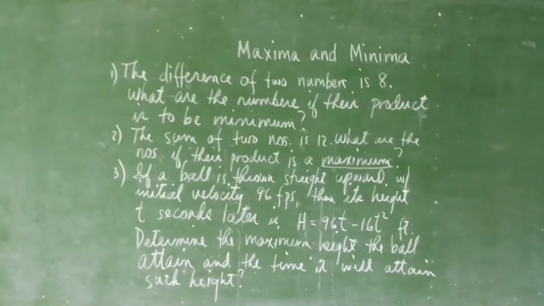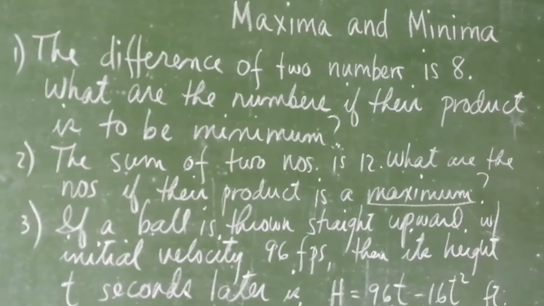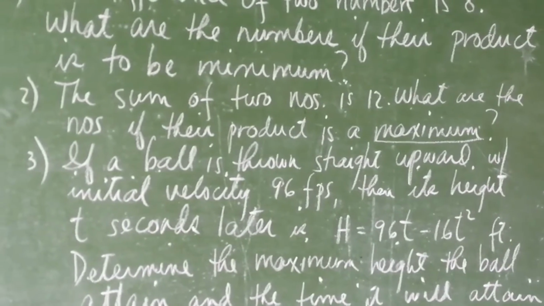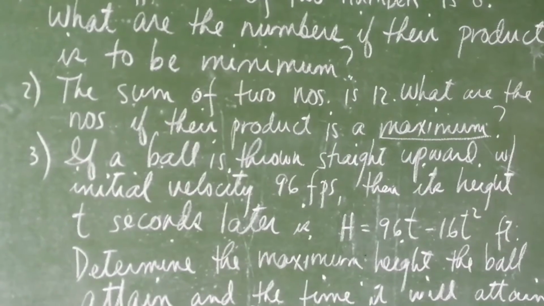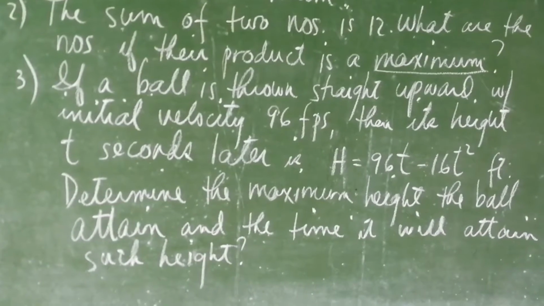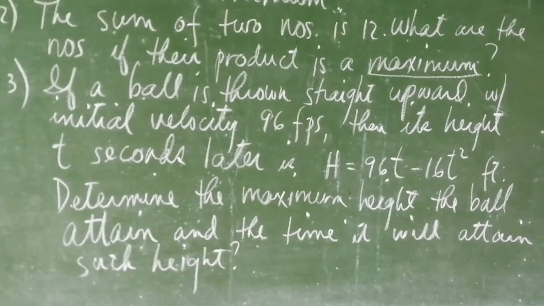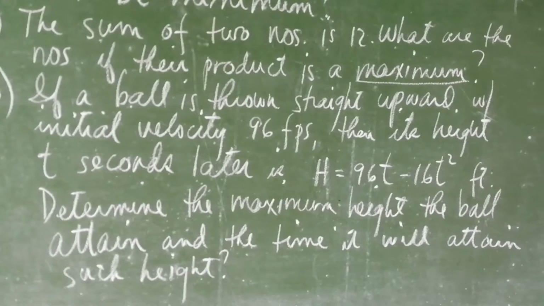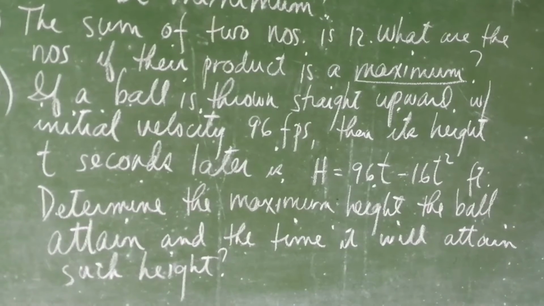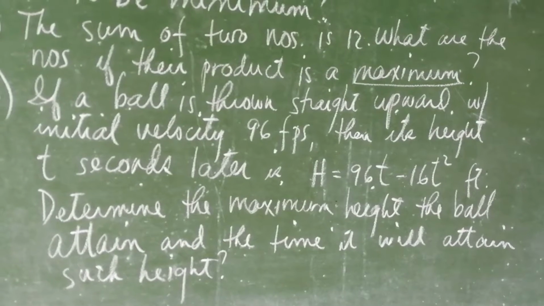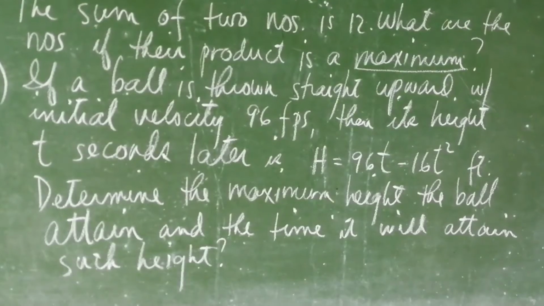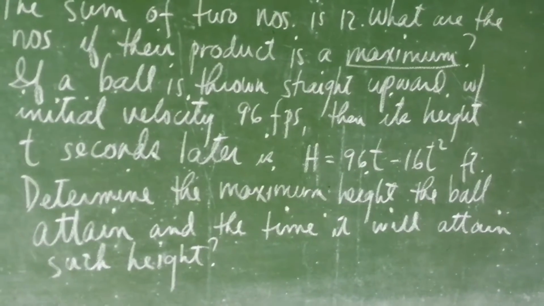So the first problem is the difference of two numbers is 8. What are the numbers if their product is to be minimum? Number 2, the sum of two numbers is 12. What are the numbers if their product is a maximum? Number 3, if a ball is thrown straight upward with initial velocity of 96 feet per second, then its height t seconds later is given by h equals 96t minus 16t squared feet. Determine the maximum height the ball attains and the time it will attain such height.